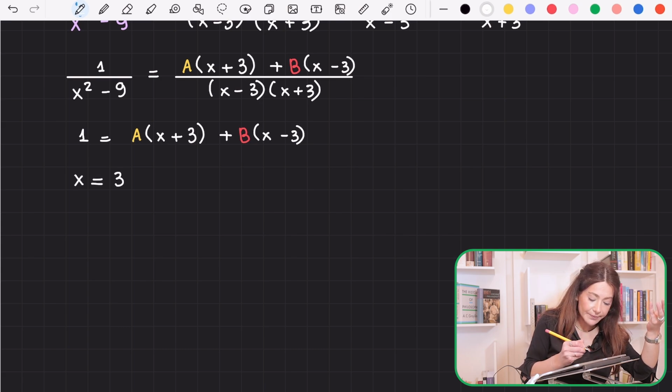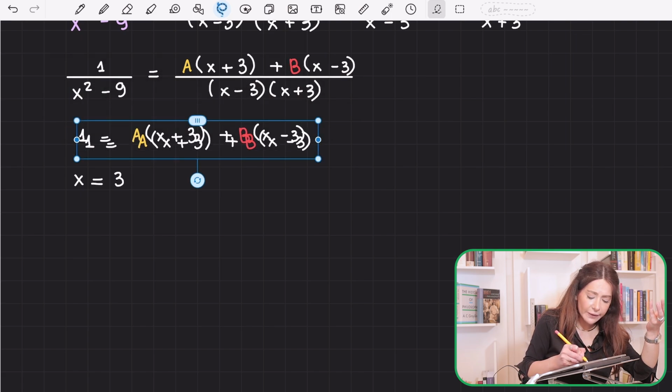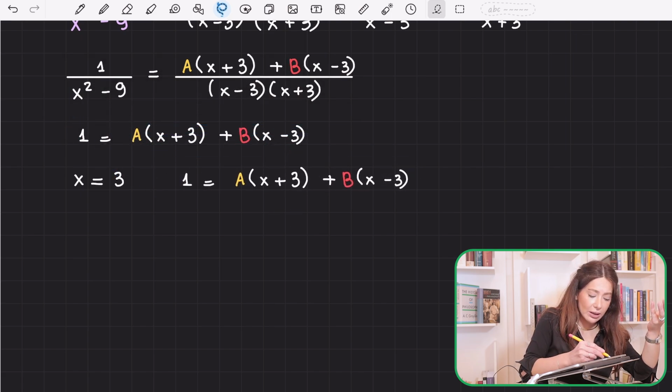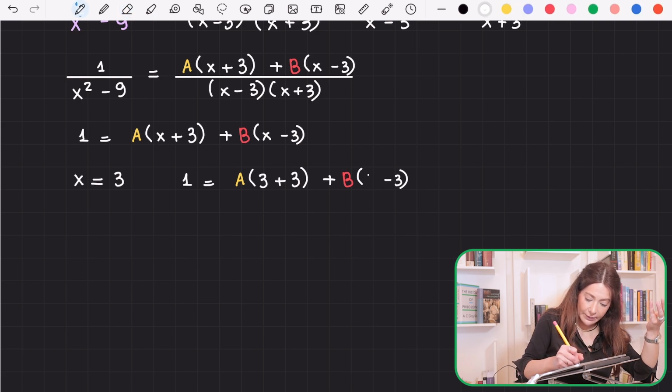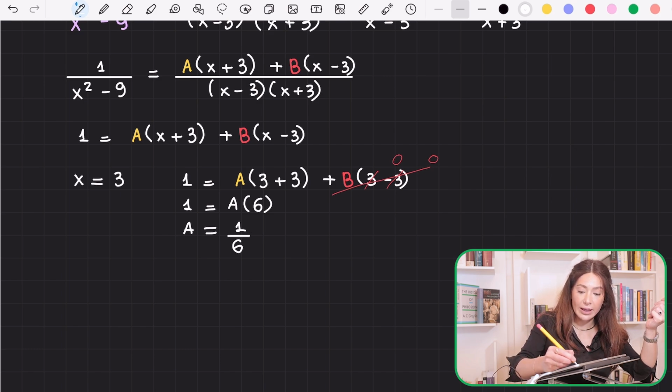x equals 3, and anywhere you see x, for now, write down 3 and see what happens. Okay, that's 0, so this whole thing is 0. Now what I have left is, so then A equals 1 over 6. Okay, 1 down, 1 more to go.